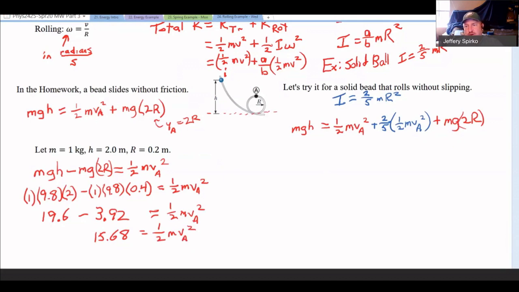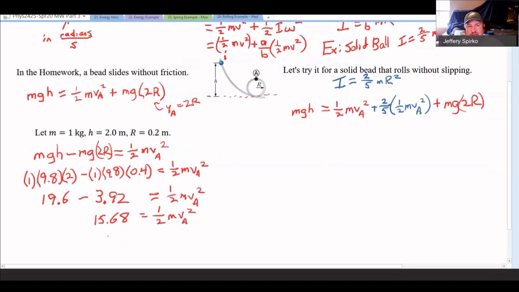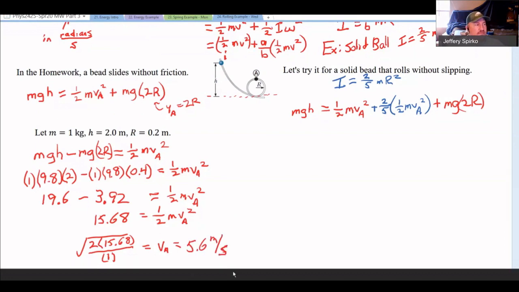And now we can solve for v sub a, and 2 times 15.68 over 1, because our mass was 1, is equal to v sub a. So we get the square root of 2 times 15.68, close parentheses, equals 5.6 meters per second. So that's kind of how to do part of your homework.